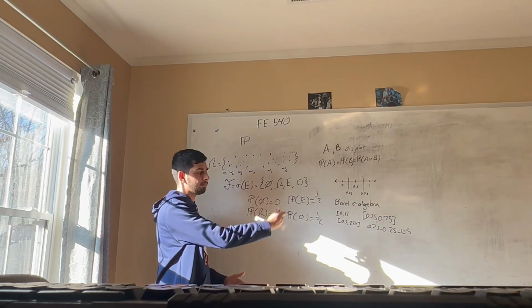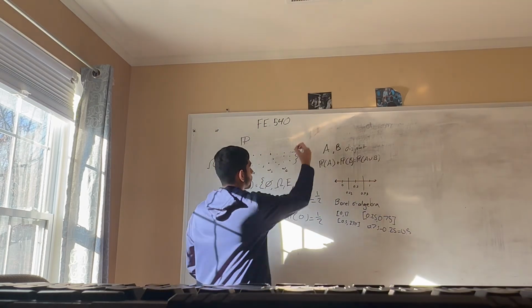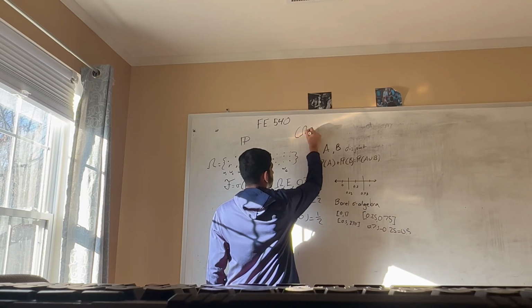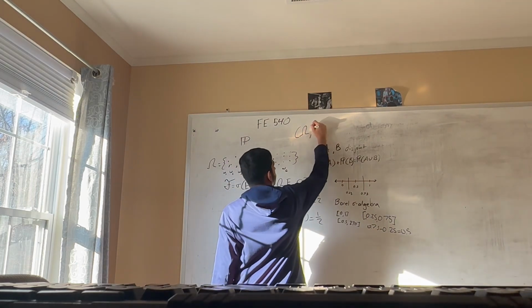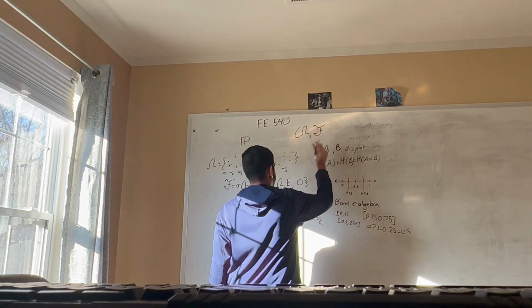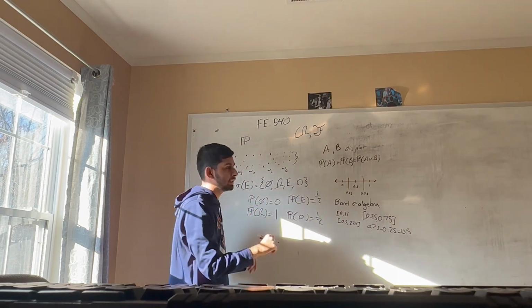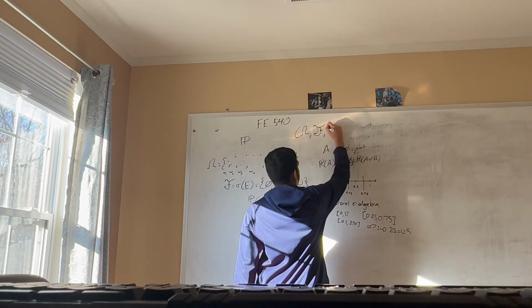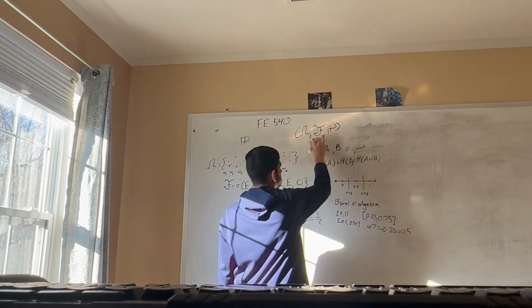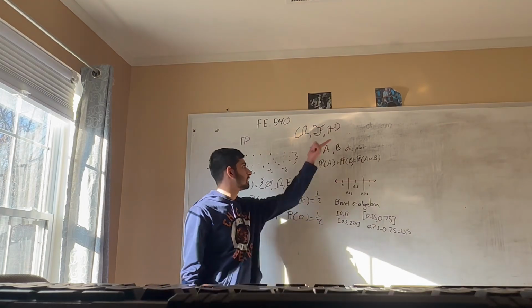So having understood the probability space, again, I'll write it out for clarity. We have the sample space, omega. We have the sigma algebra, F, the addressable, measurable space. And then we have the probability measure on that measurable space. And this is the probability space.